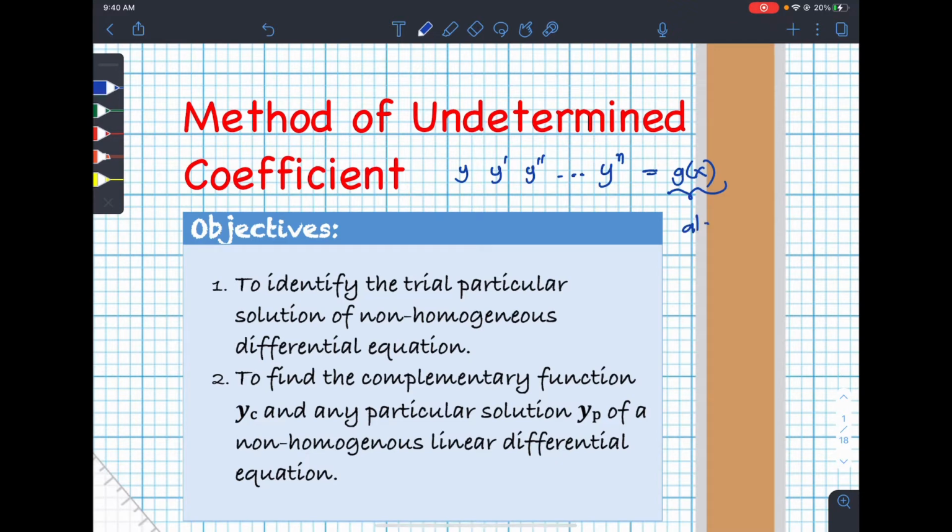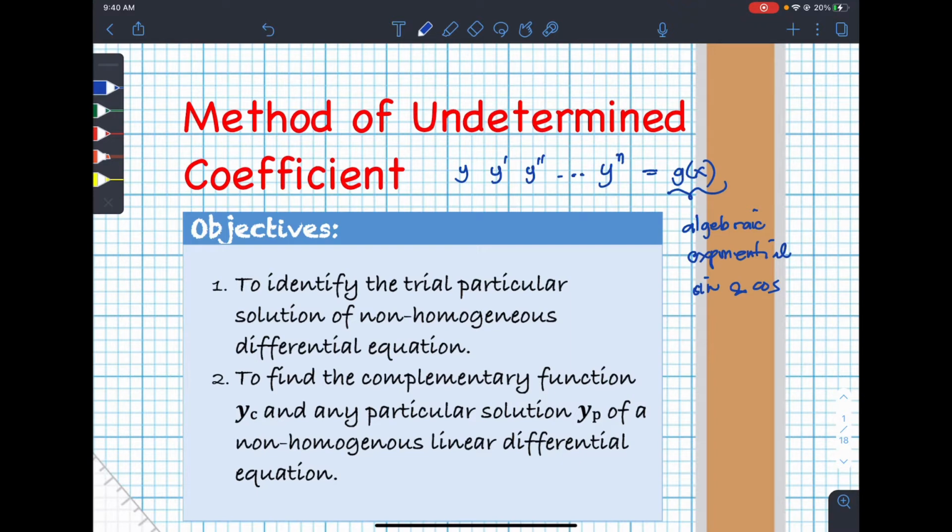Particularly, those are the algebraic, exponential, as well as the sine and cosine. If g of x is an algebraic function, or an exponential, or a sine and a cosine, then that can be resolved by the method of undetermined coefficients. Other than that, it can be resolved by variation of parameters.